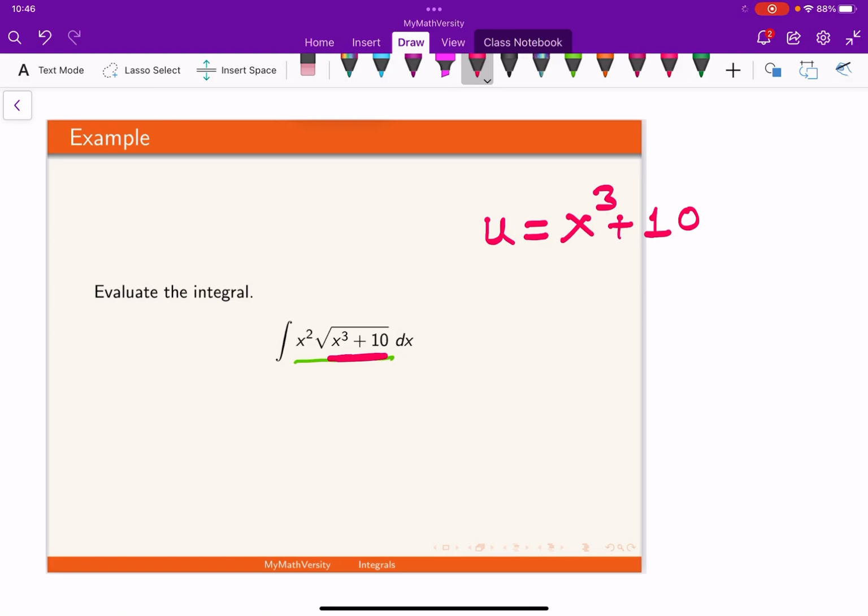So here is the idea. Once I suppose u is x cubed plus 10, my next task is to find the differential du, which is the derivative of x cubed plus 10 multiplied by the differential dx. What is the derivative of x cubed plus 10? The derivative of x cubed is 3x squared, the derivative of 10 is 0, so 3x squared multiplied by the differential dx should be our differential du.